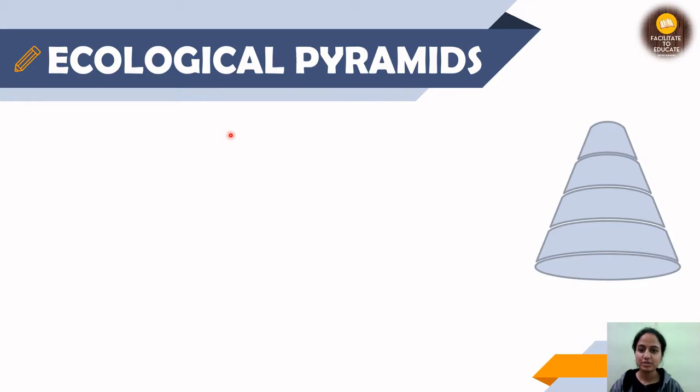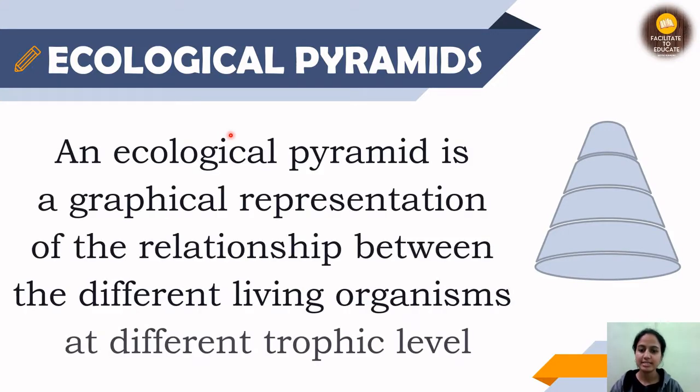First of all, we'll see the definition of ecological pyramid. So the definition says an ecological pyramid is a graphical representation of the relationship between the different living organisms at different trophic levels. So trophic levels are nothing but the different levels of the food chain, right? So the organisms in the food chain are at different levels, right? Like on the producer level there will be some organism, then the primary consumer, secondary and tertiary consumer, right? So what we are seeing here is a graphical representation of the relationships between the organisms that are present in the different trophic levels.